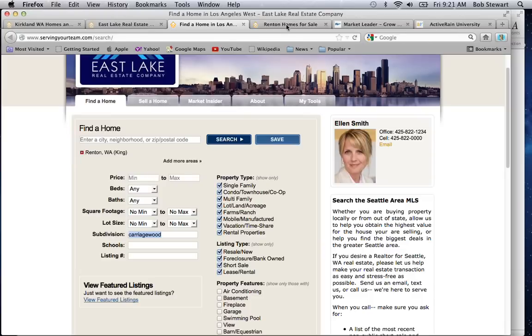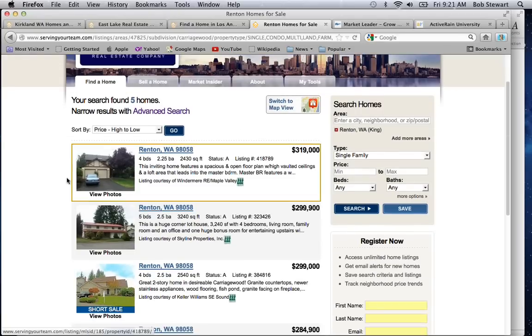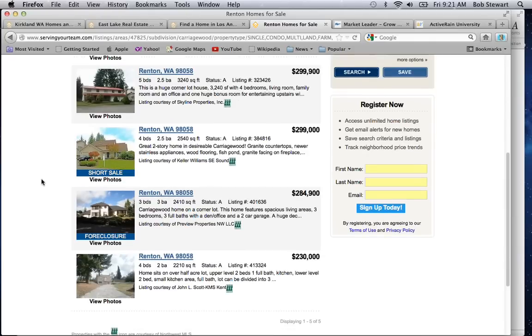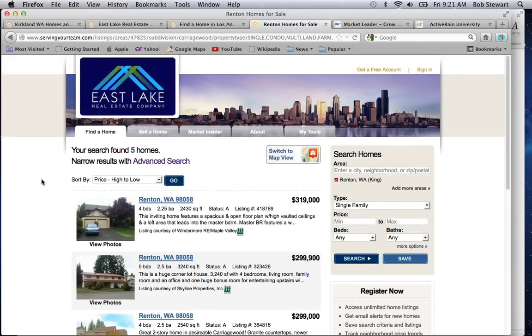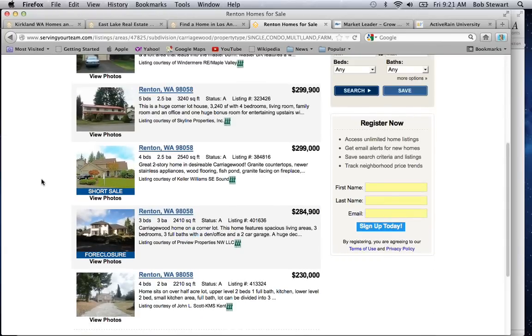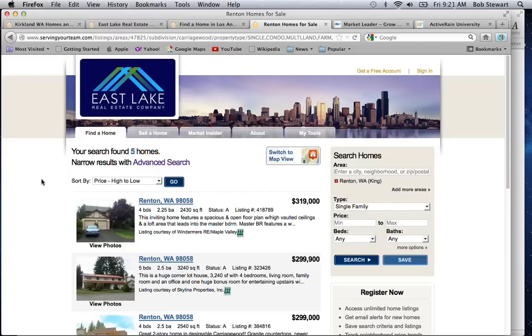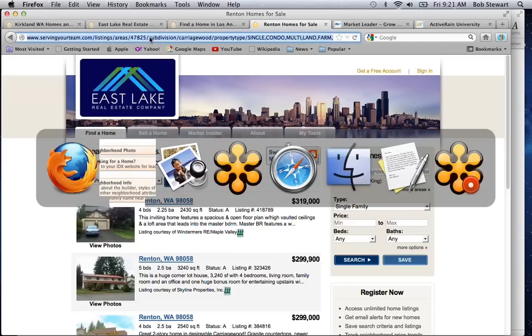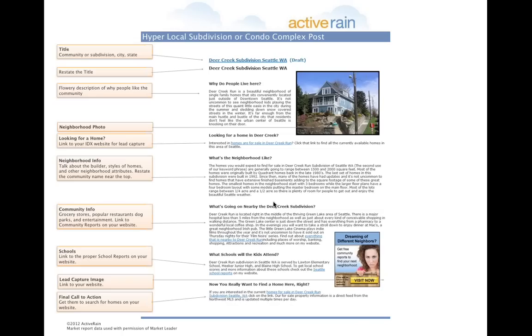If we were actually to perform this search right here, what we're going to find is that there are 5 houses that are available right now, today, in Carriagewood, Renton. These are the 5. One of them is a foreclosure, one of them is a short sale, and there's 3 just regular listings out there. Okay? This is the place that I would send that consumer. I want to get them to the information they wanted as fast as possible with as few clicks as possible. This is the page. And so I would just take this URL right here, copy it, and that would be the link I created for looking for a home in Deer Creek, interested in homes for sale in Deer Creek.